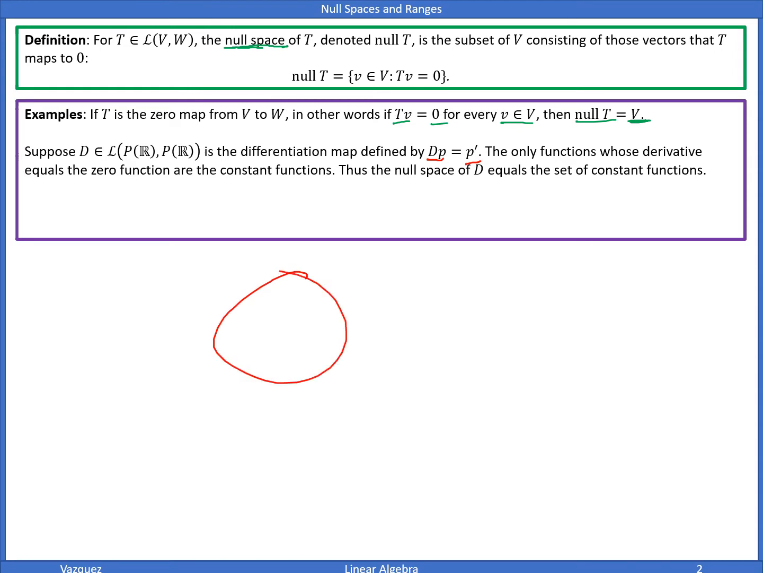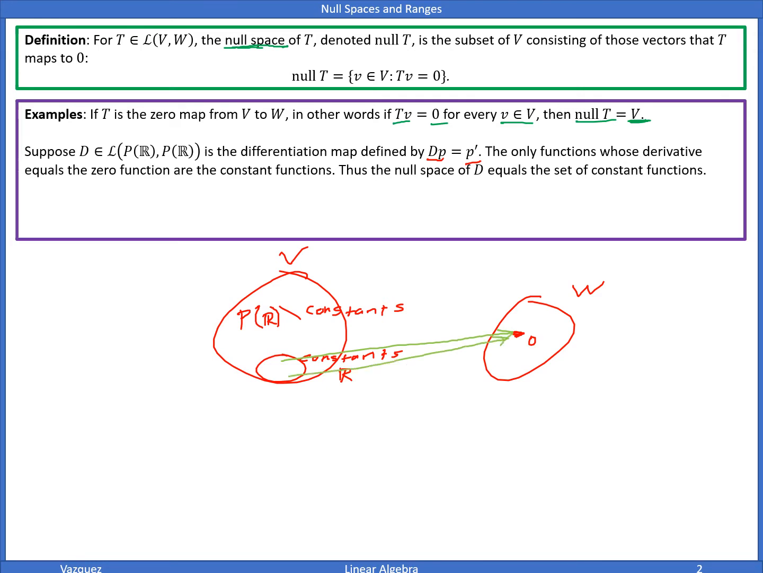And so again, a little picture to help you out. Let's say these are the constants, all the constants, real numbers. And over here we have all the polynomials that aren't constants. So this is the vector space V, then W, and the element 0 is right here. So these all get mapped to 0. So the null space of D is equal to this circle here, the constants. Right, so it's basically the little subset of the vectors in V that get mapped to 0 in W. That's what the null space is.